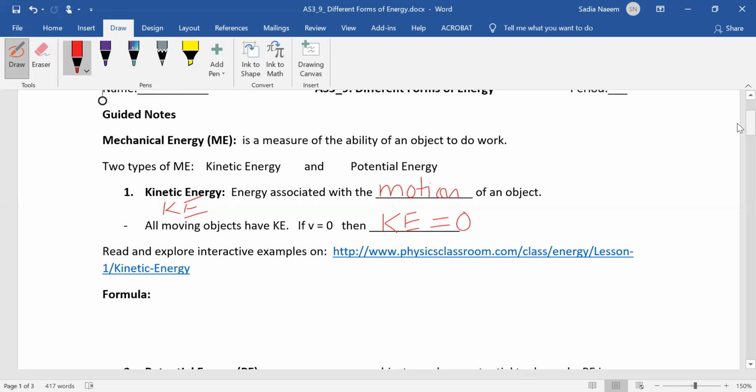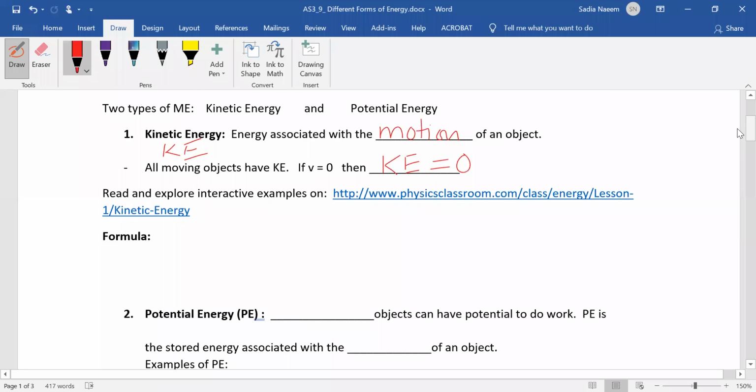But if I release the brick, that potential energy will start to convert into kinetic energy, because energy cannot be destroyed. The brick is losing potential energy when it's losing height. That will go into kinetic energy. But starting with the kinetic energy, that's the energy associated with motion. The formula for that is KE equals half mv squared.